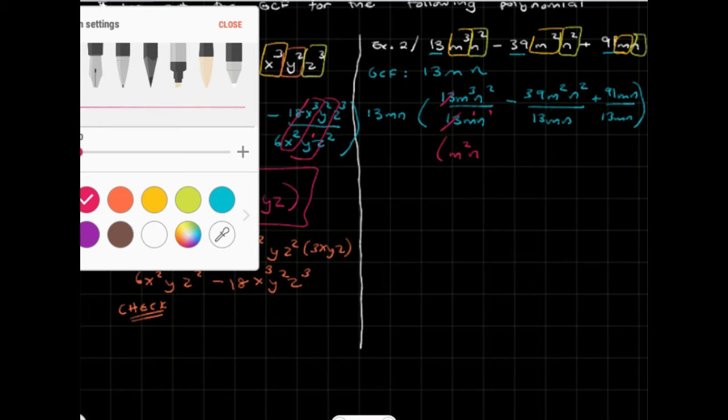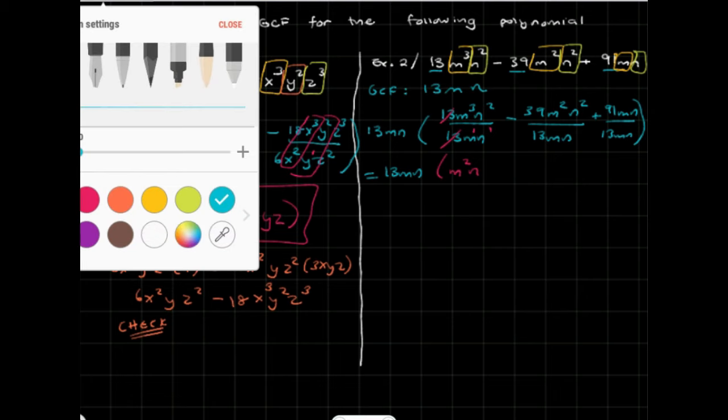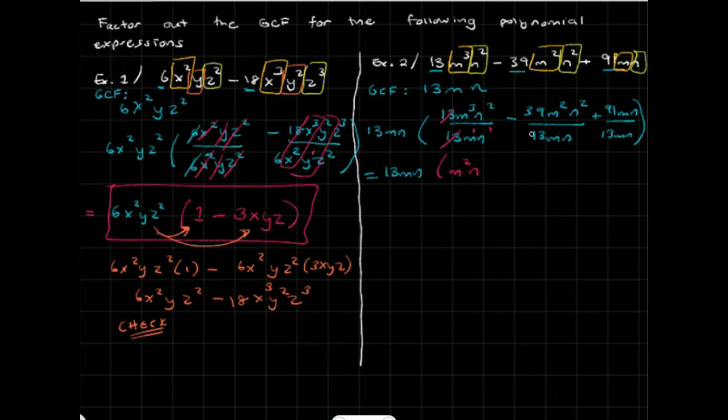And we have to write the factor out. So we have to write the greatest common factor out, and you have to make sure to do this, right? I'm just looking at the inside now. And then you get minus 39 divided by 13, so this portion here is 3. m squared divided by m to the power 1 is m. n squared divided by n to the power 1 is n. Okay? And then we have 91 divided by 13, which is 7.